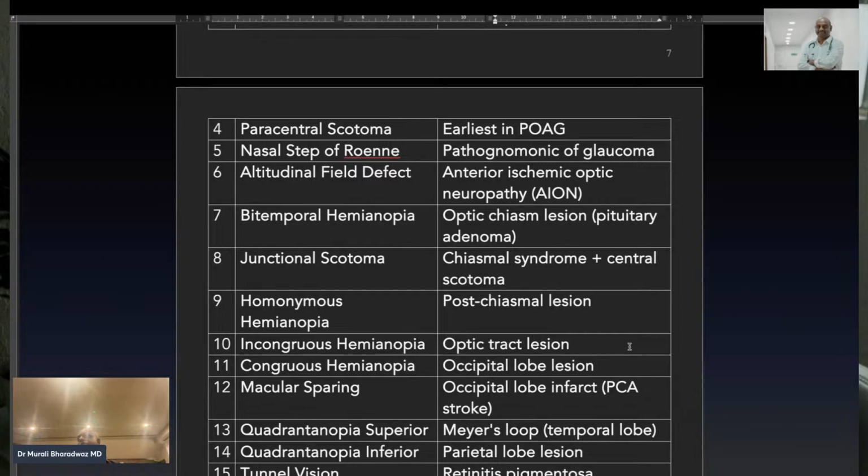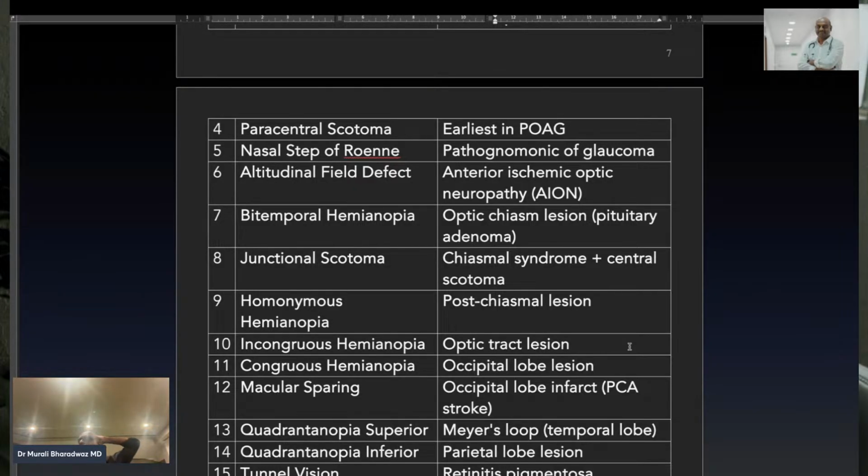Then when does an altitudinal field cut come? Typically whenever there is anterior ischemic optic neuropathy. The optic nerve is supplied by branches of the central retinal artery, which basically comes from the carotid circulation. So any disturbance in carotid circulation can decrease blood flow and lead to anterior ischemic optic neuropathy. Then one entire upper or lower half of the field is lost. One field complete.